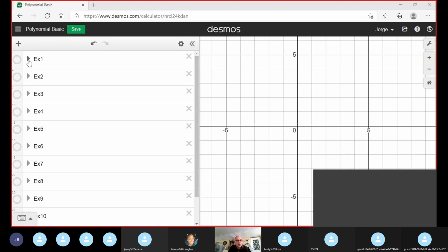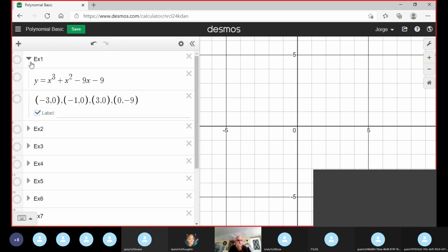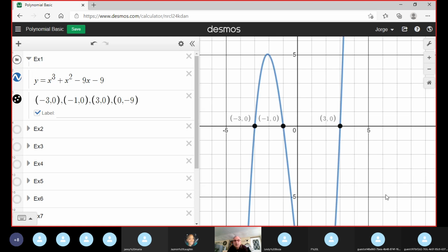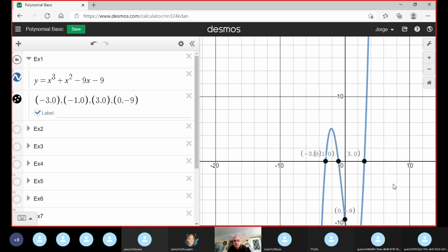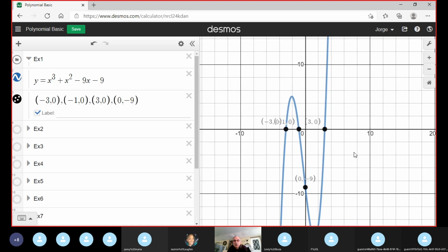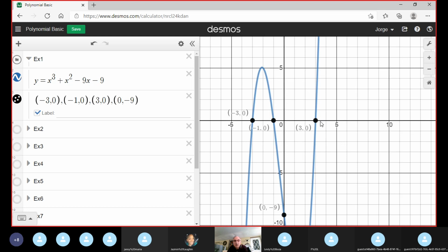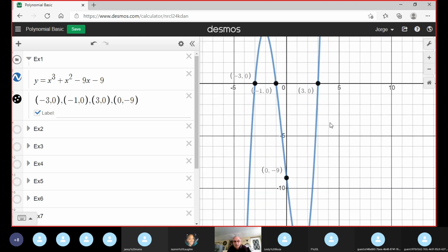Okay, decimals. Example 1. Look at that. Example 1 is x cubed plus x squared minus 9x minus 9. Okay, let's do the graph of this. Boom. Look at that. We have the points that we determined, in this case 3,0, -1,0, -3,0. These are the 3 x-intercepts. And 1 y-intercept.